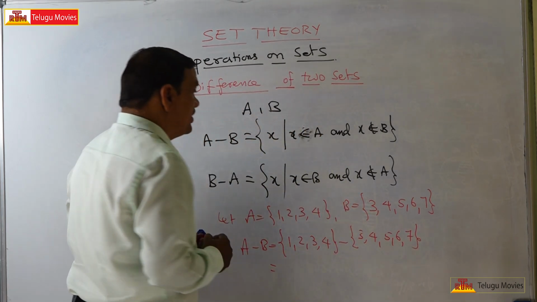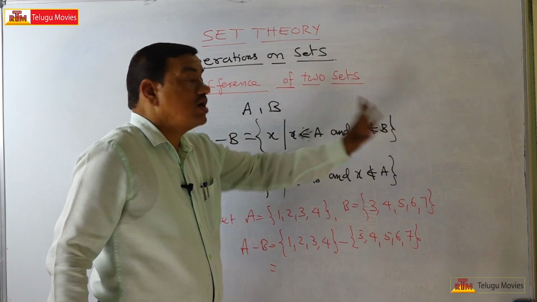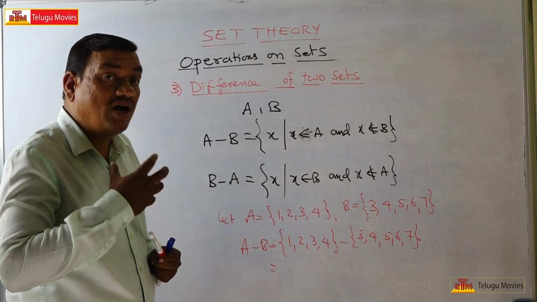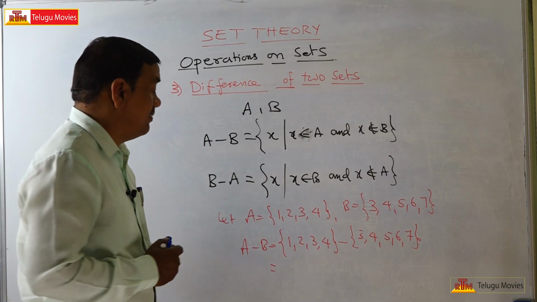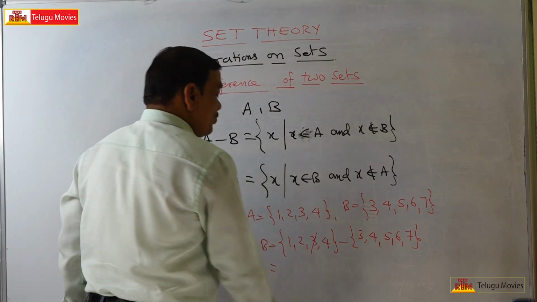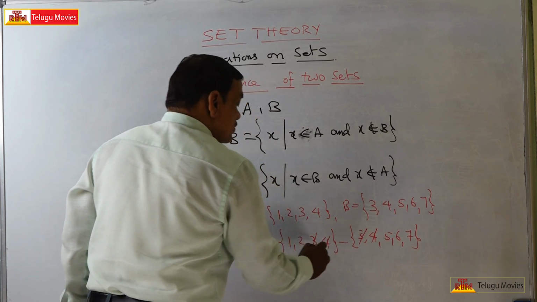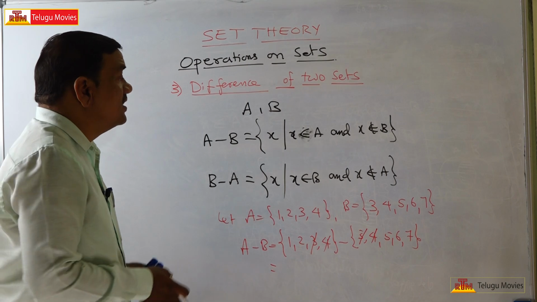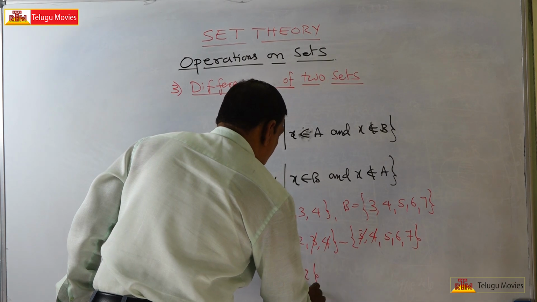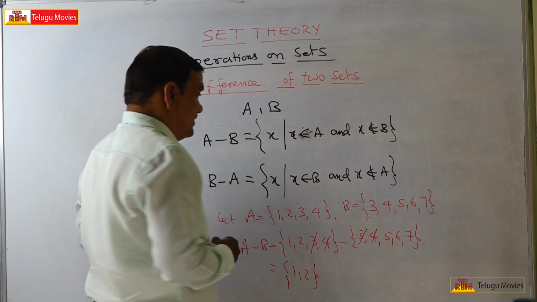Okay. Now you have to take the elements which belong to A and should not belong to B. That means we should not consider the elements which belong to both A and B. See here, this 3 belongs to B also, that's why you have to remove it. This 4 belongs to B also, that means this 4 you also have to remove. Then we take the elements which belong to A only. So this is equal to {1, 2}. Understand this? Now what about B minus A?